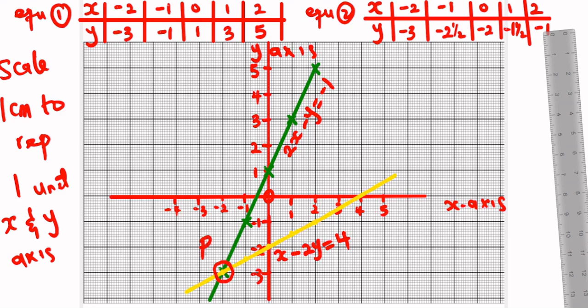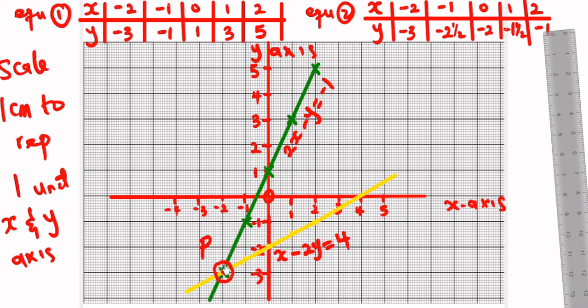So now let's take note of the value for x and y when they met. So they met here, and when they met here, x is minus 2. We have to trace the x and y axis. They met here when x is minus 2 and y is what? Y is minus 3. So x is minus 2, y is minus 3.